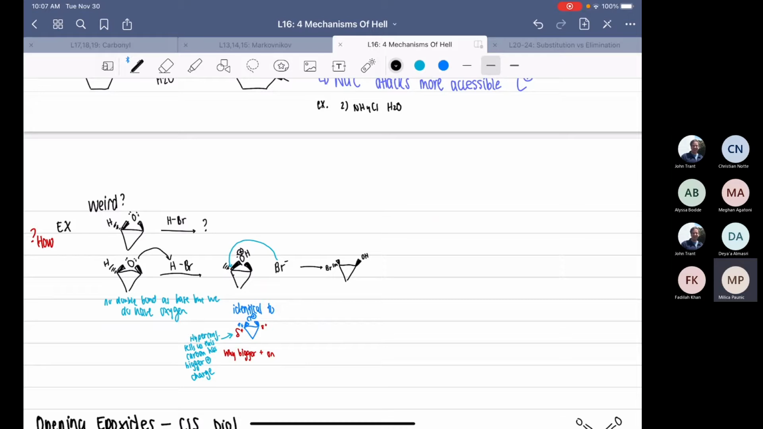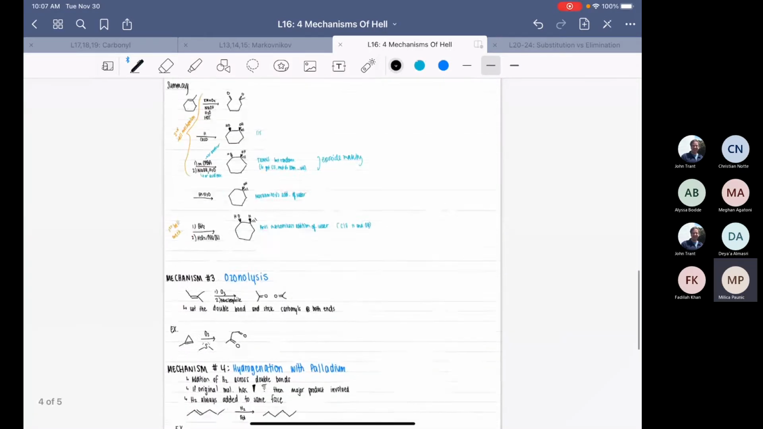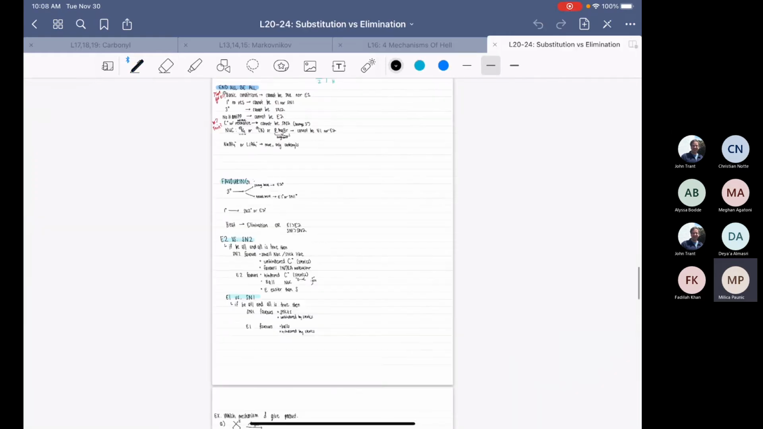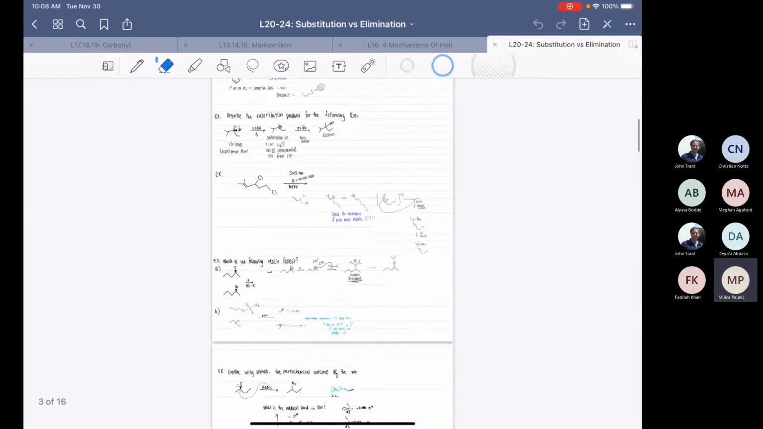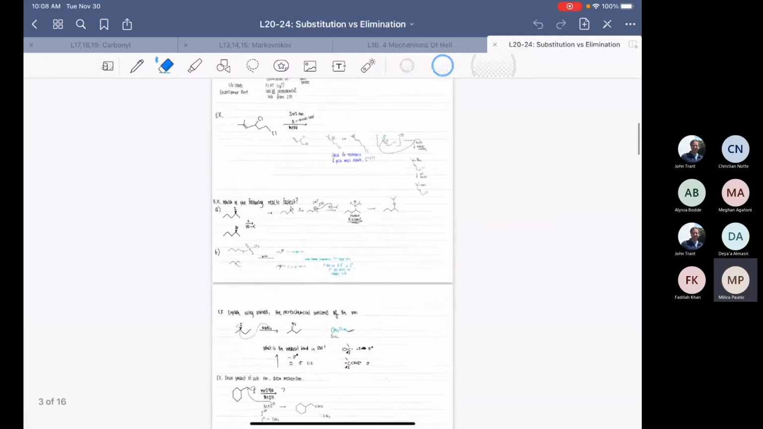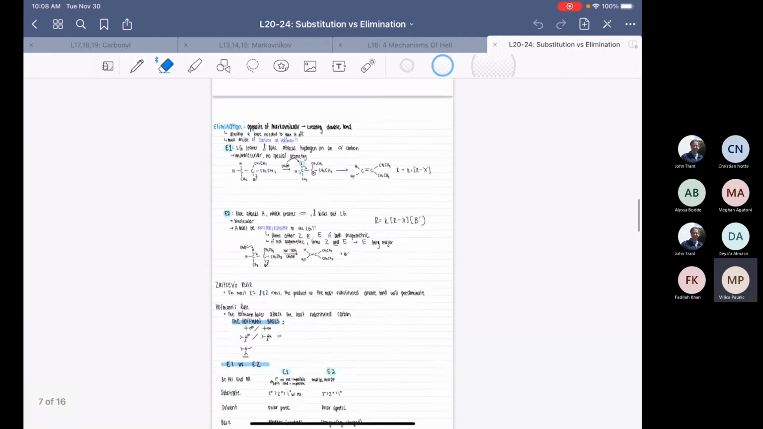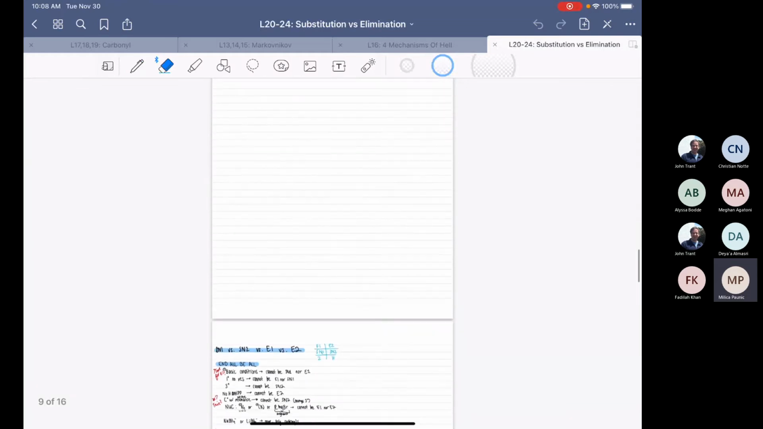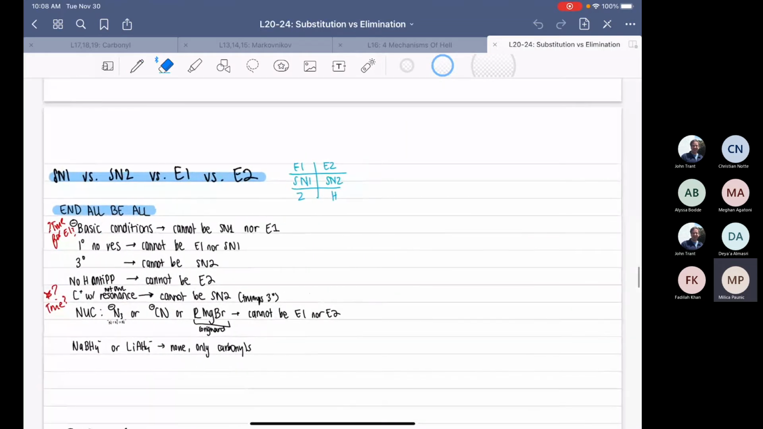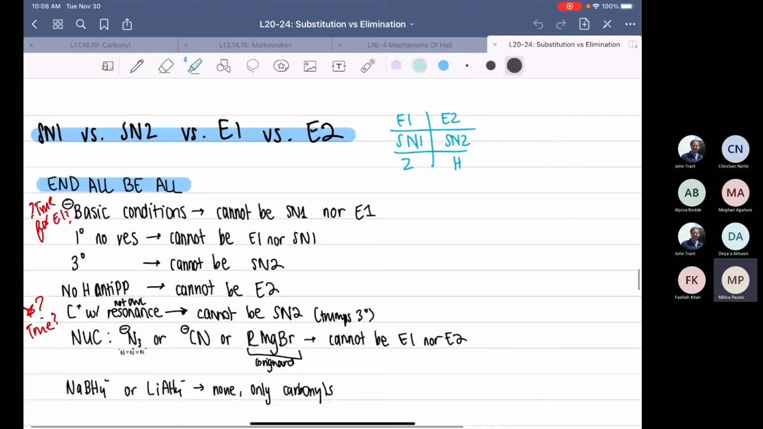What did I want to ask in this one? Never mind. I think this one makes sense. It attacks the more stable carbocation. Exactly. Yep. Okay. Perfect. This one. Okay, so realize that this is true because I asked it.